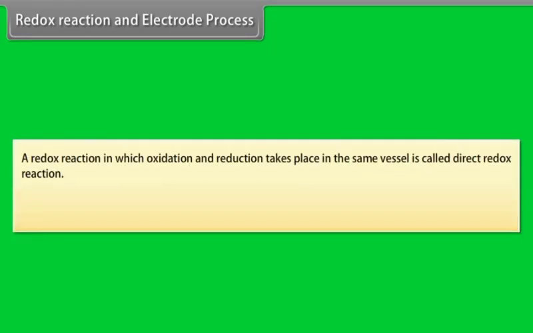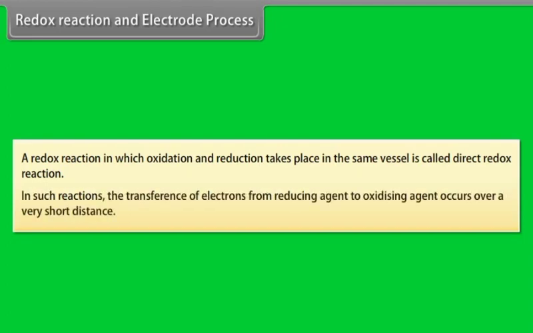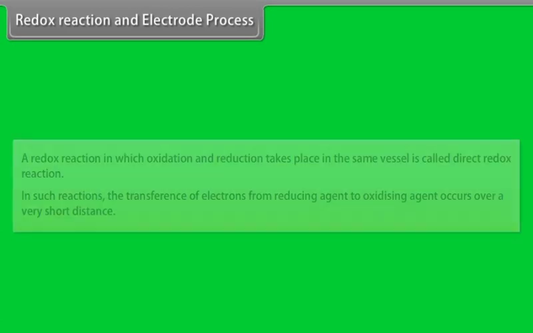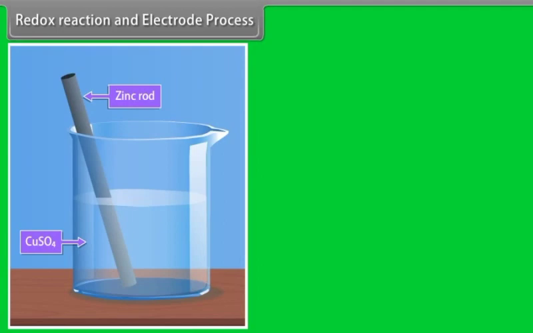Redox reaction and electrode process. A redox reaction in which oxidation and reduction take place in the same vessel is called a direct redox reaction. In such reactions, the transference of electrons from the reducing agent to the oxidizing agent occurs over a very short distance. For example, if a zinc rod is immersed in copper sulfate solution taken in a beaker, a spontaneous reaction takes place and the following observations are made.